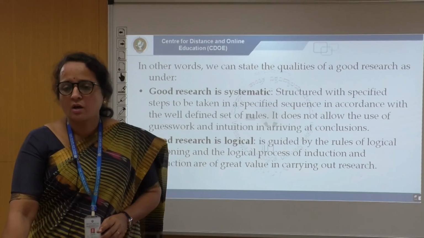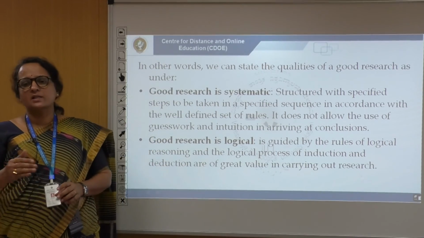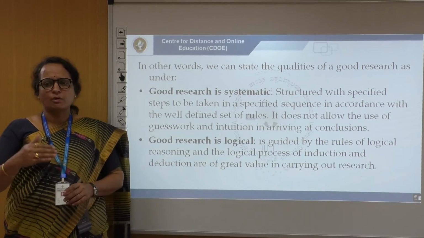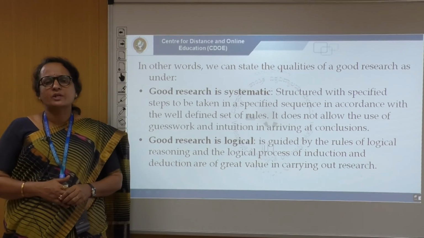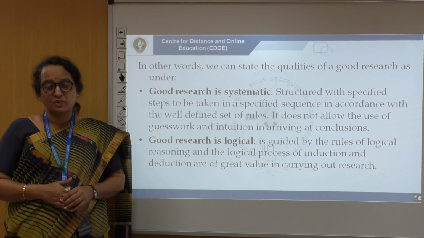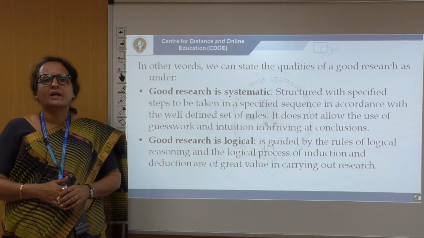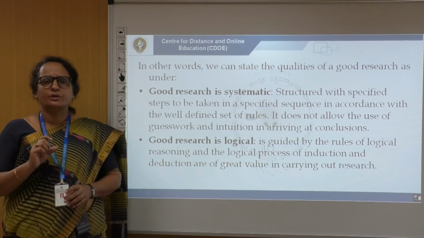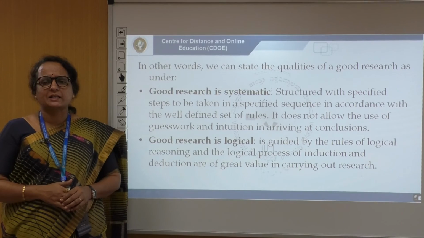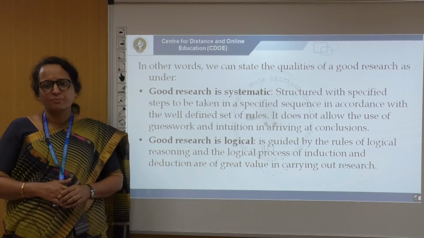Apart from this, in other words, we can state the qualities of a good research as follows. One is, good research is systematic. Why is it systematic? Because structured procedures are used for conducting the research, with specified steps to be taken in a specified sequence in accordance with a well-defined set of rules. Well-planned rules are used for conducting the research. Such a research is called systematic research.